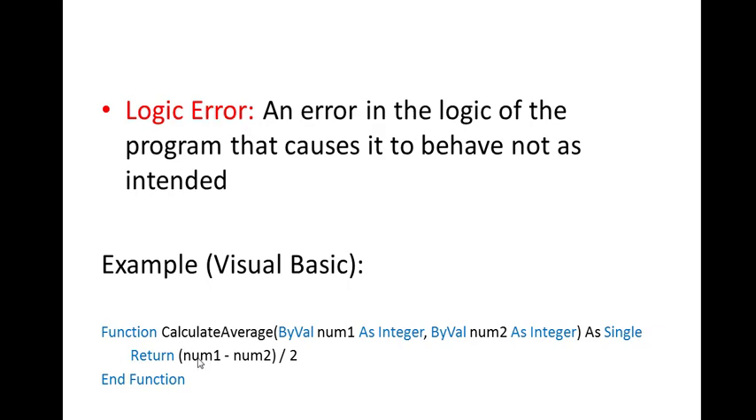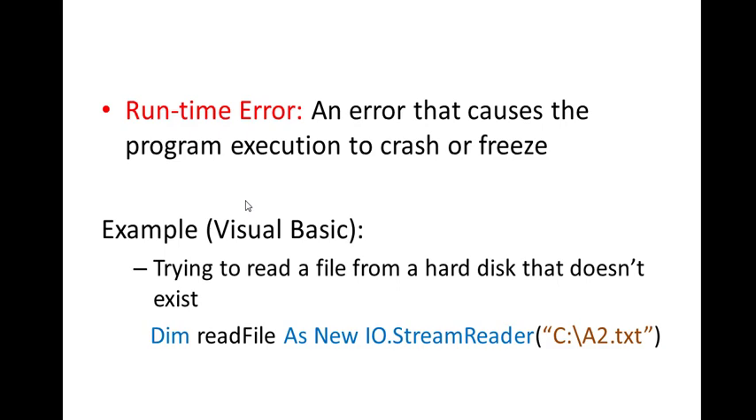But when we take a look at the function here, it's going to subtract. So it's going to subtract 3 minus 5, which is going to give us minus 2. Minus 2 divided by 2 is going to give us minus 1. So this function is going to return a value minus 1 instead of the expected value of 4. So this is a logic error. And these are difficult to detect. Okay, so it's an error in the logic of the program that causes the program to behave not as intended. Let's move on. Then comes the runtime error.